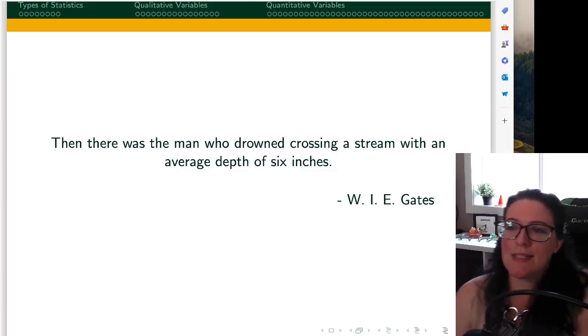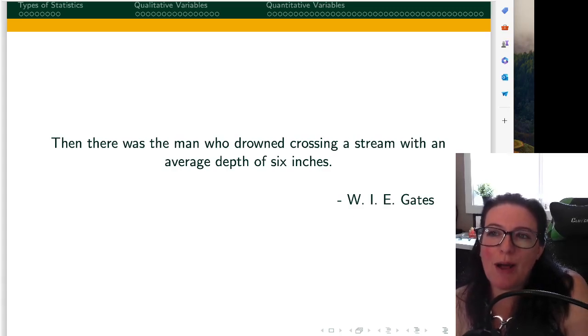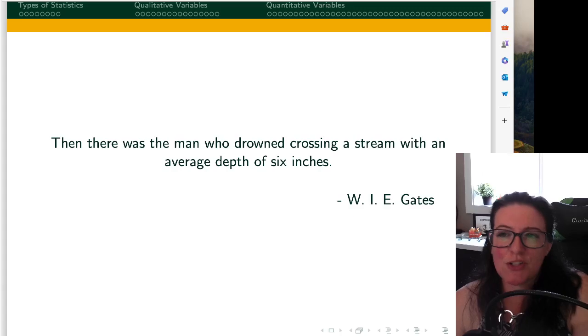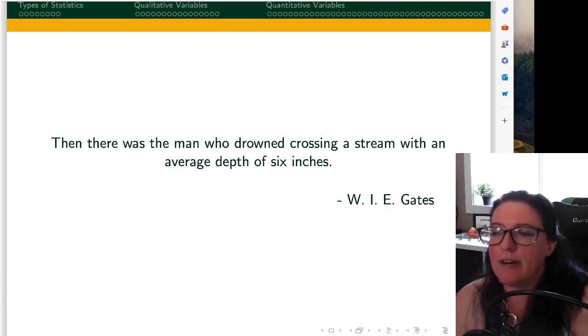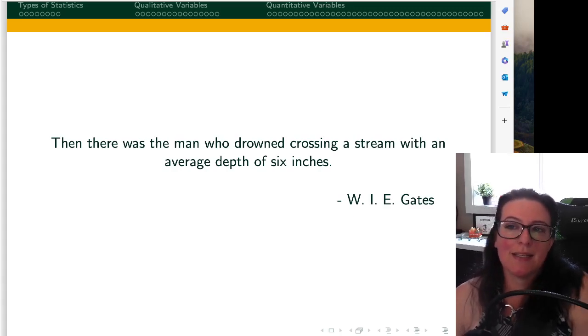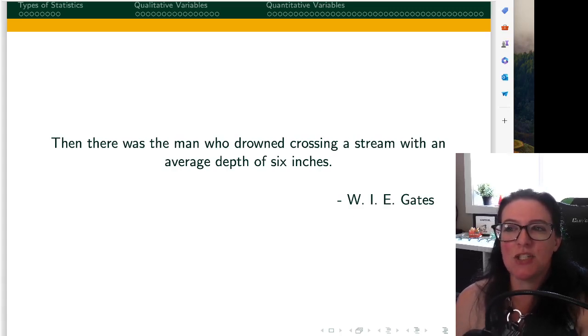So let's start with a statistics joke. There once was a man who drowned crossing a stream with an average depth of 6 inches. All right, statistics jokes, really not very funny. But the point here is that how could someone drown in an average depth of 6 inches?